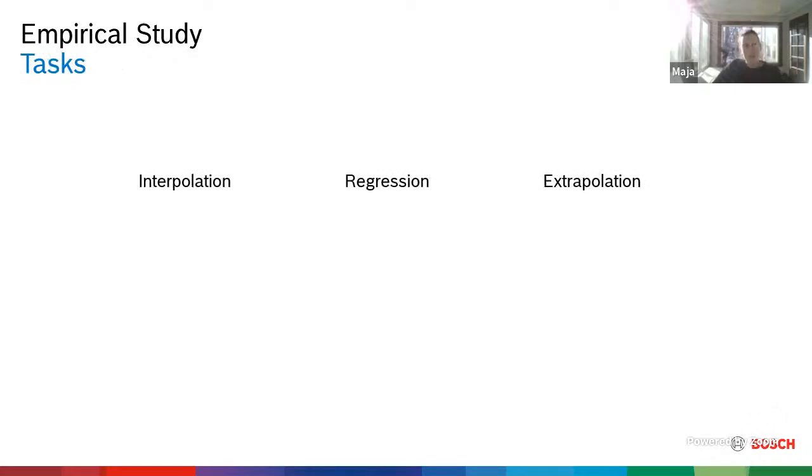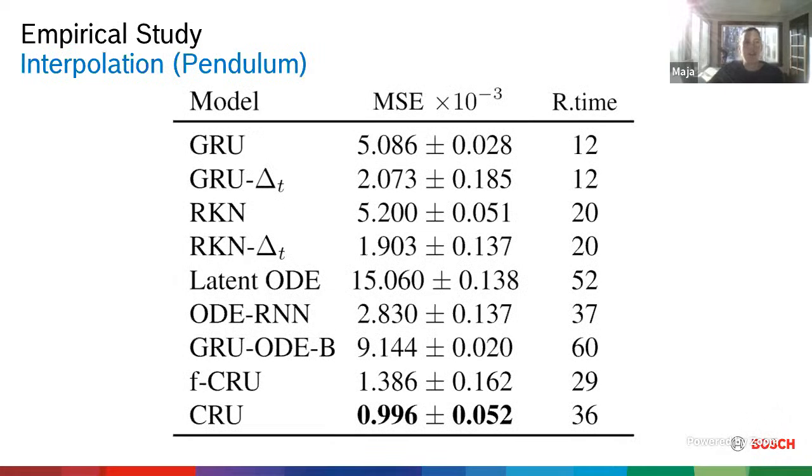We study the CRU in comparison to a few methods on 3 different tasks: interpolation, regression, and extrapolation. For example, in the interpolation task for the pendulum images, the sequences are of length 50, and the input sequence is obtained by randomly dropping half of the frames. So we have an input sequence of length 25, which is a subset of our target output, which is of length 50.